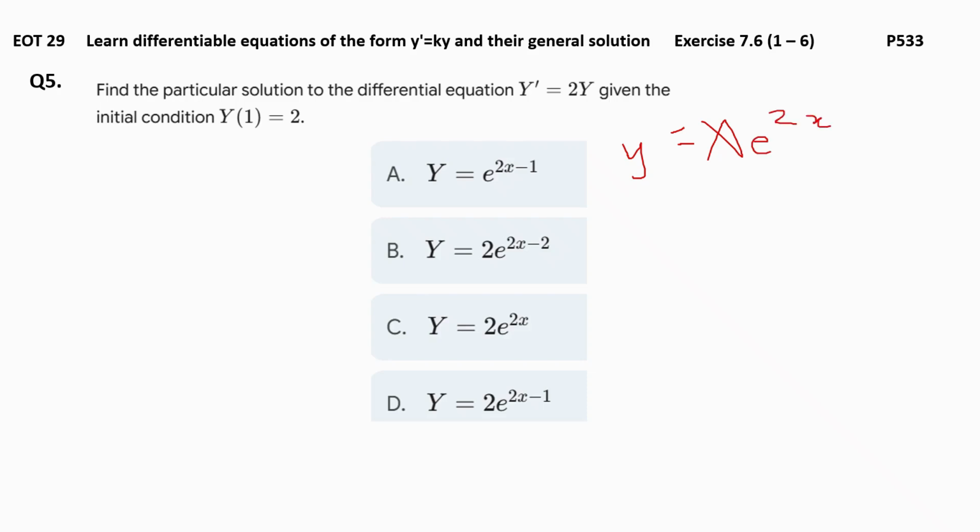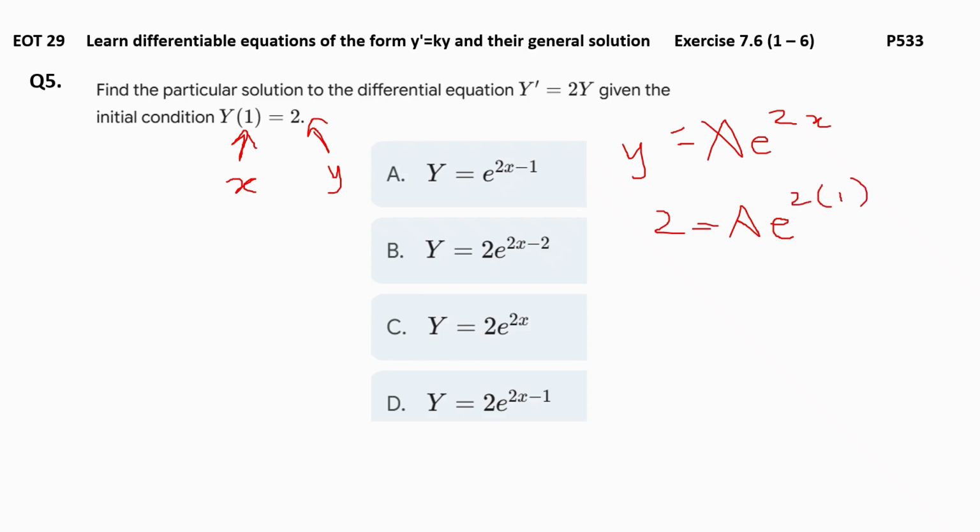Here again, be careful, this time your x value is not 0. What is it? Exactly, it is 1 and your y value is 2. So you get 2 is equal to capital A. Be careful, okay? Don't simply write A is equal to 2. No, it is not. So e power 2 multiplied by 1.